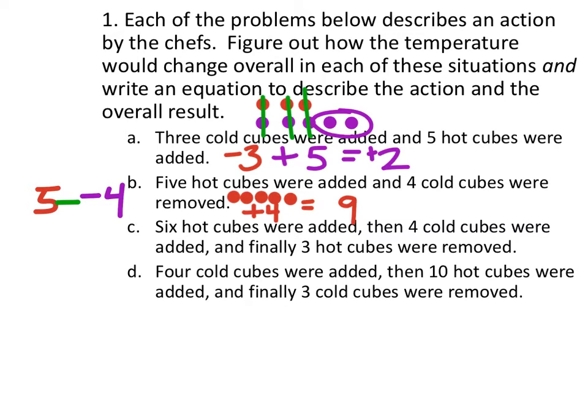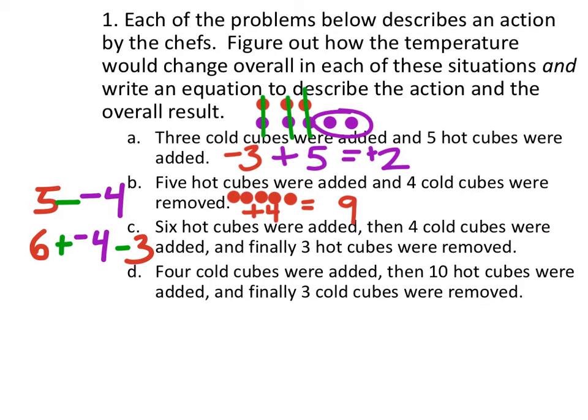So part C, right? 6 hot cubes were added. So we'll show this as positive 6. Then 4 cold cubes were added. So that's added with 4 cold cubes. We'll show this as plus negative 4. And then finally 3 hot cubes were removed. Since they're being removed, we're going to subtract. And again, I'm showing this as positive 3, right?